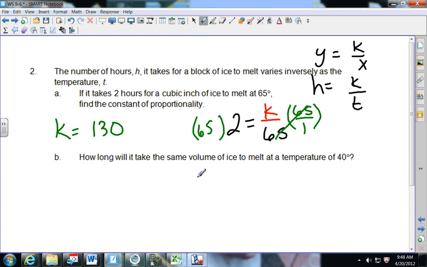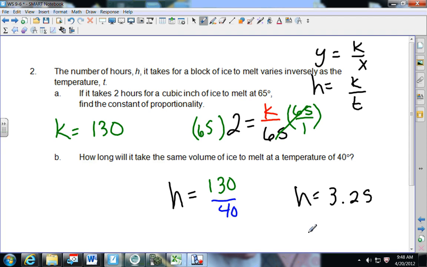Now it says, how long will it take the same volume of ice to melt at a temperature of 40 degrees? Okay, so it wants us to find the time, which is the number of hours, h equals, I know that my k value, my constant of proportionality, is 130, over a temperature of 40 degrees. So what is h? All I'm doing is substituting the numbers in there. I have 130 divided by 40, and I press enter. And when I divide it, I get 3.25, which is 3 hours.